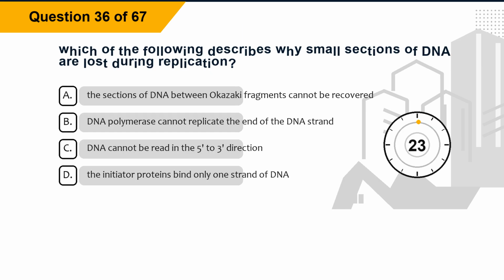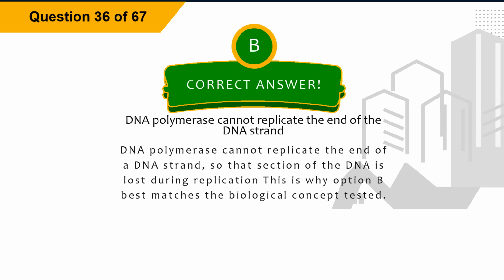Question 36. Which of the following describes why small sections of DNA are lost during replication? Option A. The sections of DNA between Okazaki fragments cannot be recovered. Option B. DNA polymerase cannot replicate the end of the DNA strand. Option C. DNA cannot be read in the 5' to 3' direction. Option D. The initiator proteins bind only one strand of DNA. The correct answer is option B. DNA polymerase cannot replicate the end of the DNA strand.